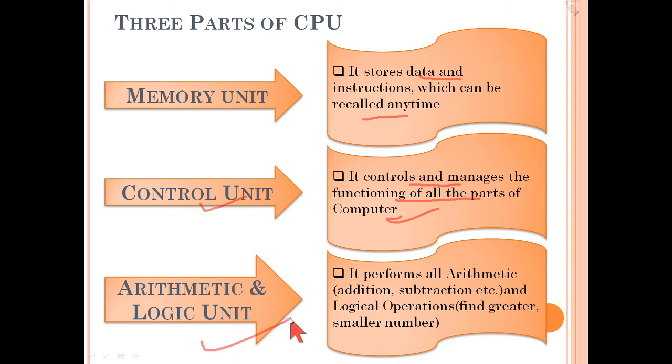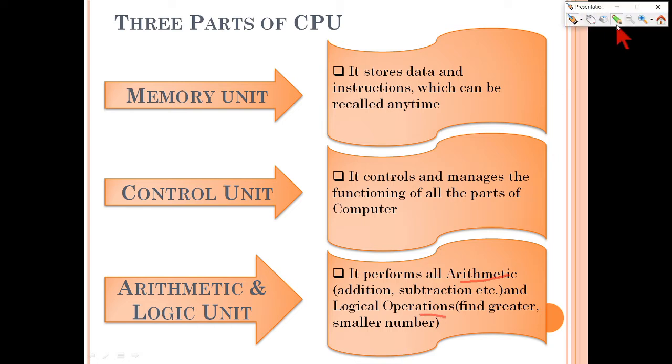Next is the arithmetic and logic unit. We can also call it ALU. As the name tells you, arithmetic means it does the various arithmetic calculations like addition, subtraction, multiplication, division, and the logical operations like comparison work: greater than, less than, equal to, not equal to. This kind of work is also managed by the ALU. So the CPU is divided into three parts and overall it is responsible for the functioning of the computer. Okay, so this is about the processing device.